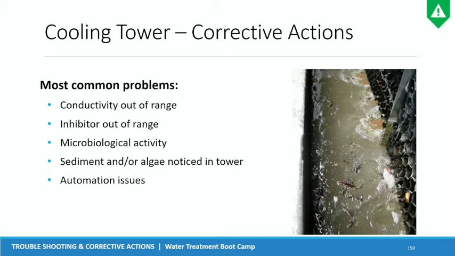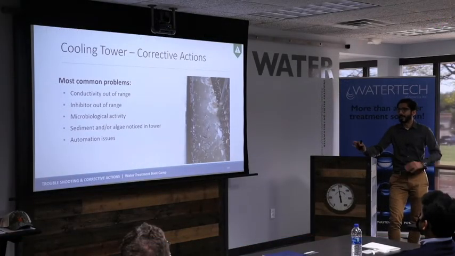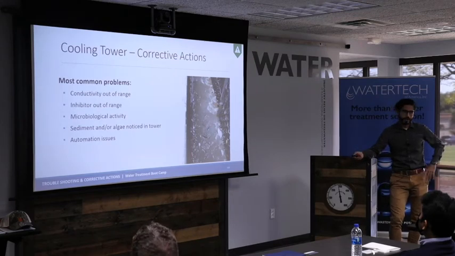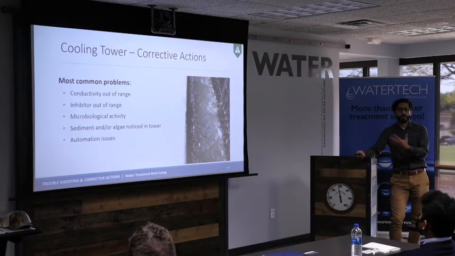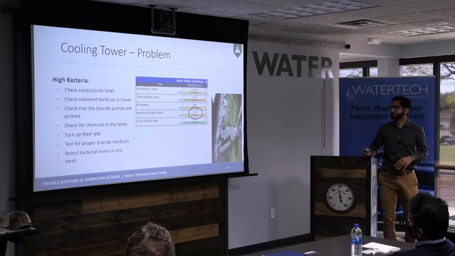Sediment and algae growth in the tower. Again, what is a cooling tower? It's a giant air scrubber. So it is completely normal to see dirt and debris in the tower, but it is just how you manage it. I know Jeff Bodendorfer talked about side stream filtration and which ones are better, so I'm not going to get into that, but those are some of the things you could look at. And automation issues, which are, again, very common. When you have a bunch of sensors, sensors could get faulty, sensors could give you bad data. So it's just how you diagnose those problems.